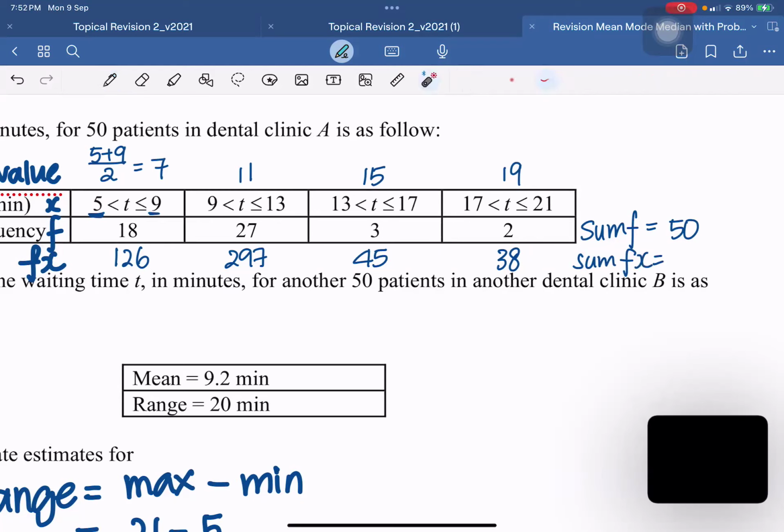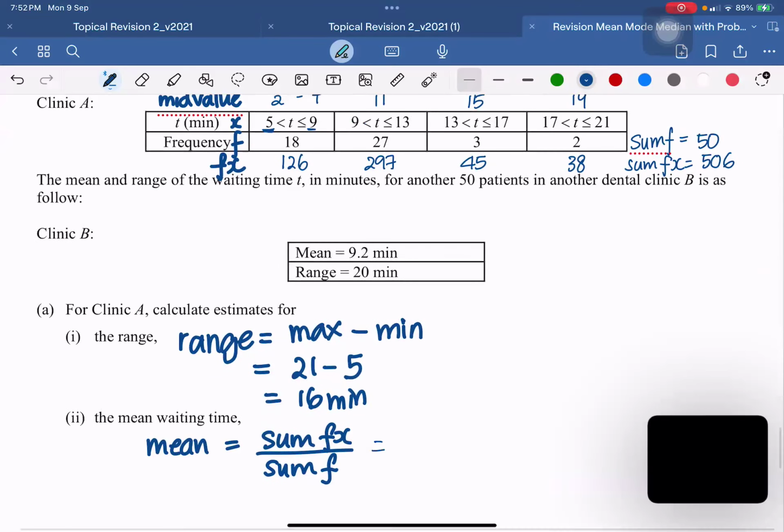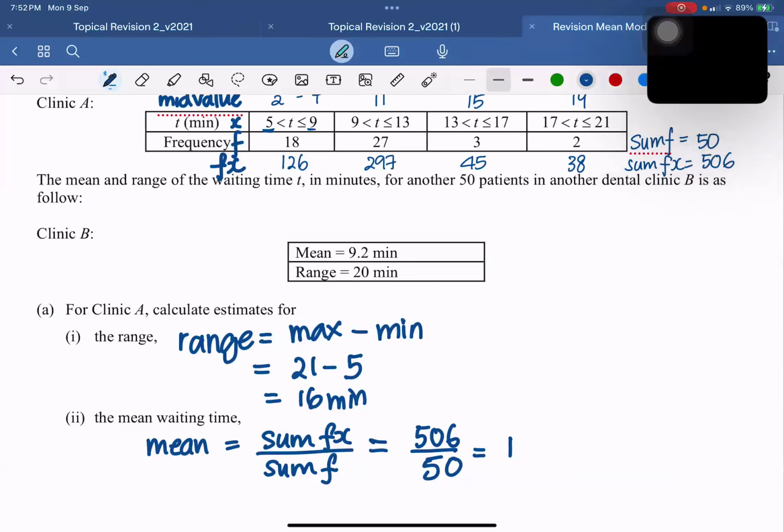So we find the sum of fx. We add up the total: 126 plus 297 plus 45 plus 38. I get 506. So to find my estimated mean, I take sum fx, which is 506, divide by 50. This gives me an average mean waiting time of 10.12 minutes. All right, is this okay so far?